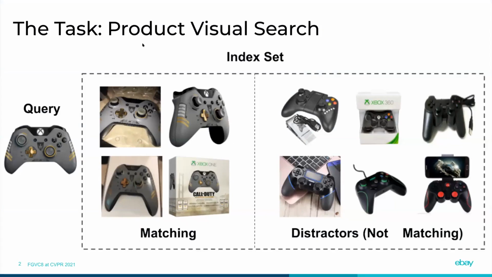The task for our competition is about product visual search. Given a query image, we are looking for solutions that near perfectly match the product retrievals. Good image features should be fine-grained enough to recognize subtle differences between the ground-truth matches and the distractors from the index datasets.